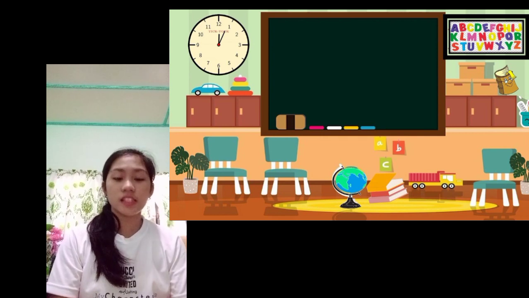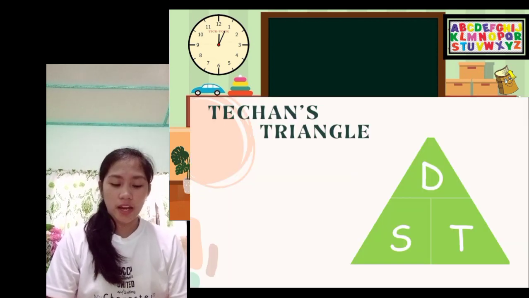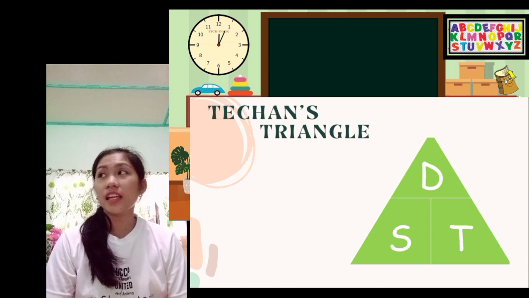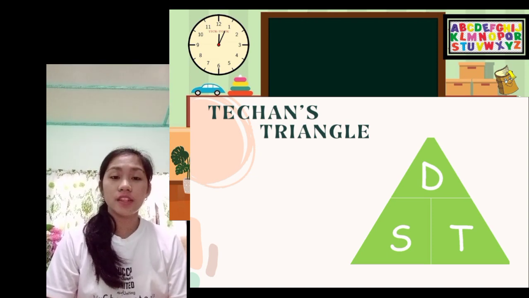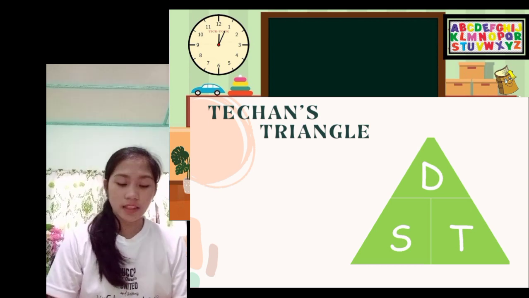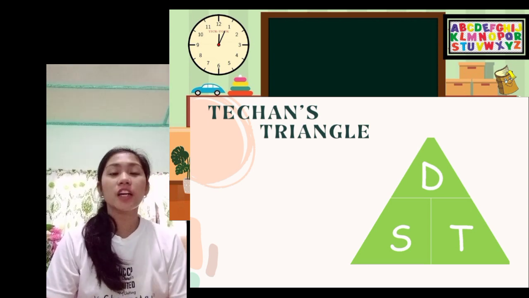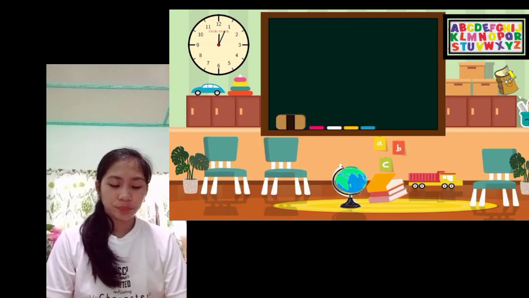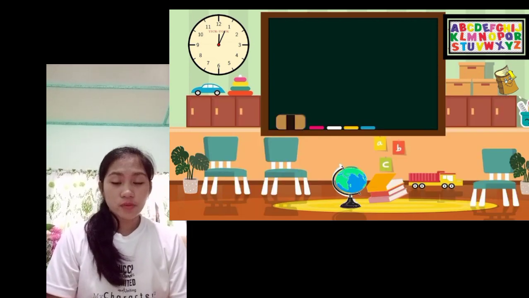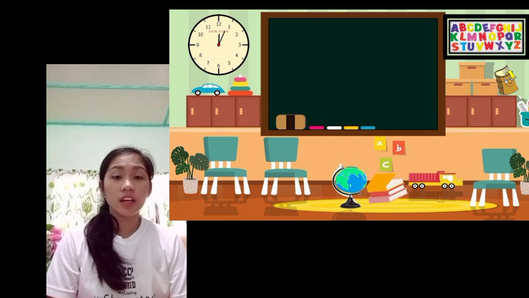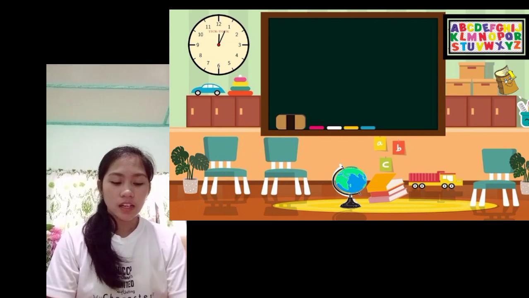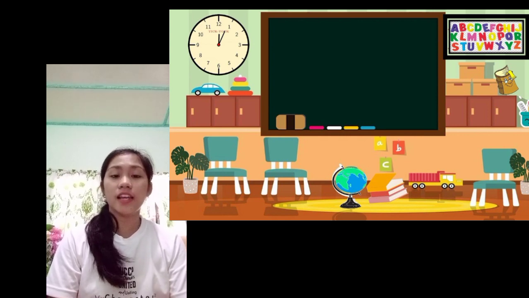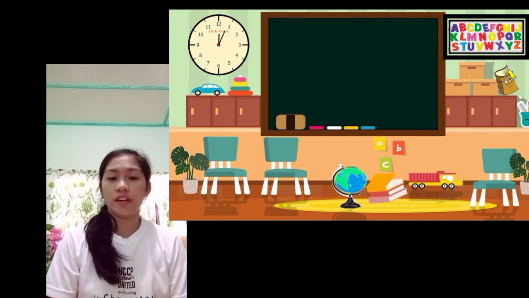So now this is the DST triangle. This is the D, S, T. The D stands for distance, S for speed, and T for time. Always remember that the D or the distance will always be on the top, and the speed and time are at the bottom. Do you understand, class? Very good.